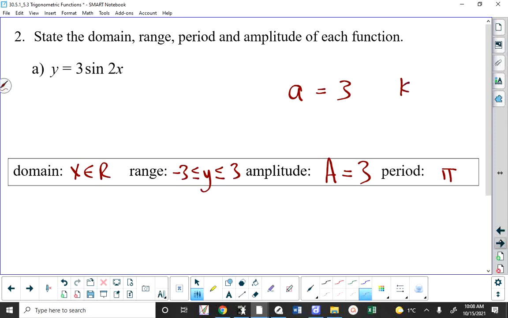The period is pi because the period is 2 pi over b. And we look up here, you can see b is 2. So we have 2 pi over 2, which is pi. So I don't clutter my brain with stretches. I don't think about stretches here for the period.